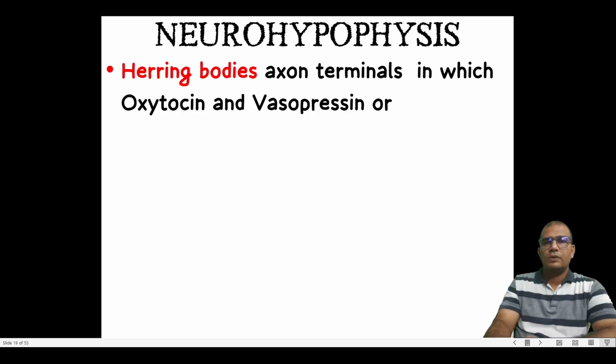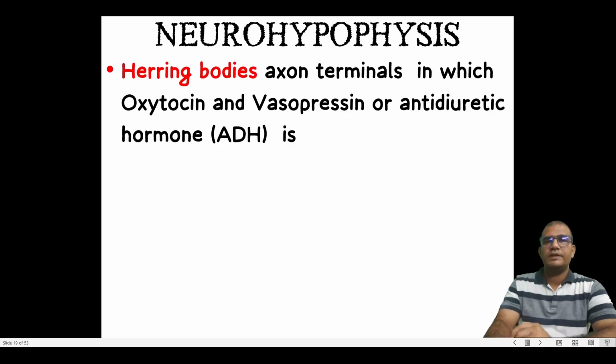In your short note on pituitary, there should be mention of Herring bodies in the neurohypophysis. So Herring bodies, what are these? These are swollen axon terminals which store the hormones oxytocin and vasopressin. Vasopressin is also known as antidiuretic hormone. The neurohypophysis consists of Herring bodies. So it can be asked as a multiple choice question: Herring bodies are found in the neurohypophysis. And what are Herring bodies? Herring bodies are swollen axon terminals which store oxytocin and vasopressin.